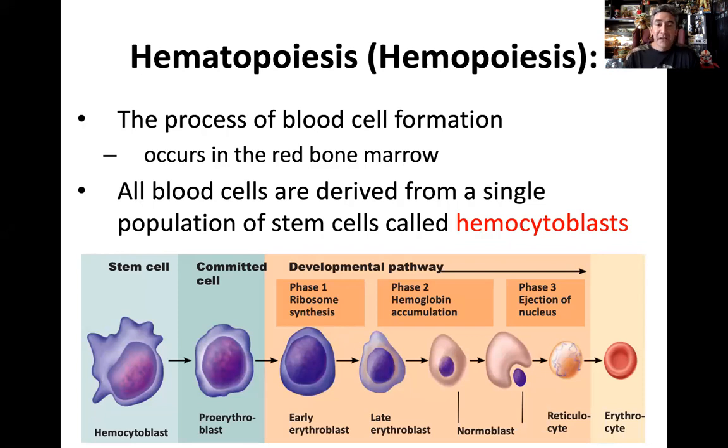So we begin with hematopoiesis, or some people call it just hemopoiesis. This is the process, the maturation, the developmental pattern of blood formation, basically. So it will occur in the red bone marrow.